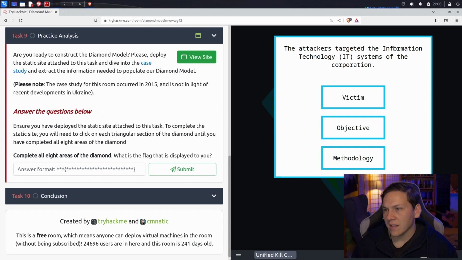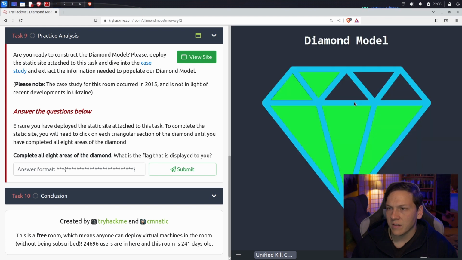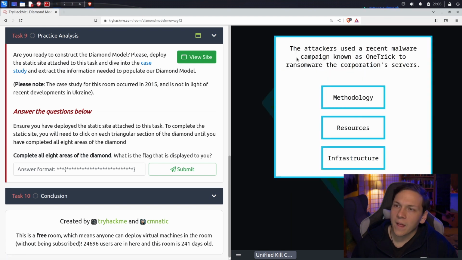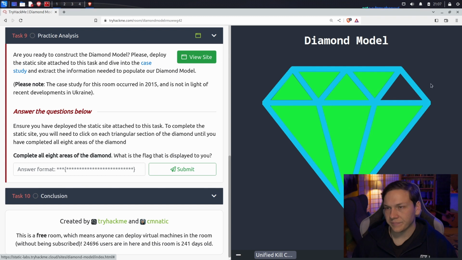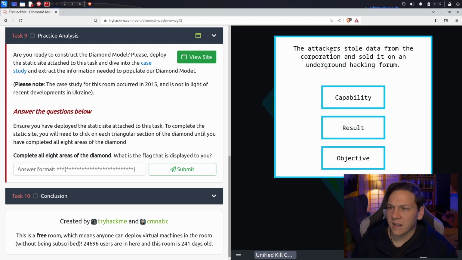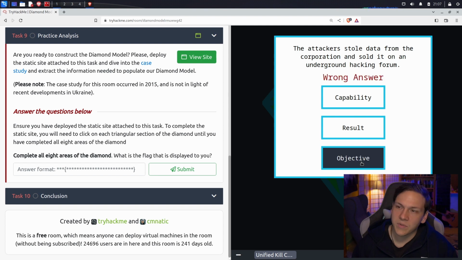The attackers targeted the information technology systems of the corporation. That would be the victim. The attackers used a recent malware campaign known as One Trick to ransomware the corporation's servers. That would be the... Would that be resources? Yes. The attackers stole data from the corporation and sold it on an underground hacking forum. That would be the result.